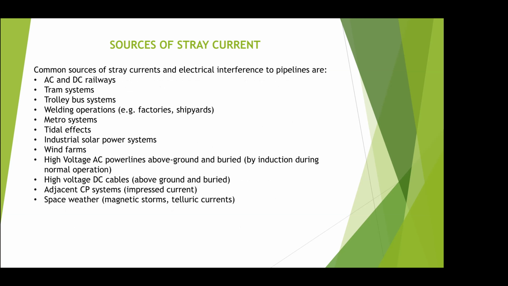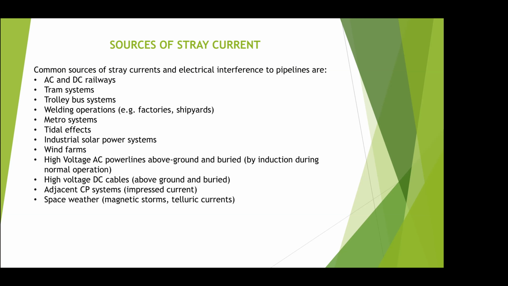And the sources of stray current are increasing. We've always had AC and DC railways. We've got tram systems now, trolley bus systems, welding operations in factories and shipyards, especially if they're lazy and don't place their return connections for the welding in a sensible place. Metro systems, tidal effects, the movement of the tides can induce voltages on pipes. Industrial solar power systems cause interference to pipes.